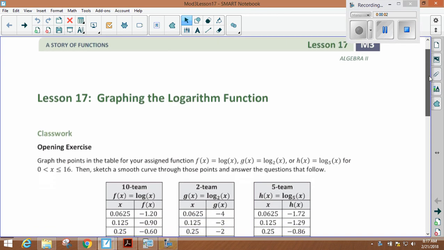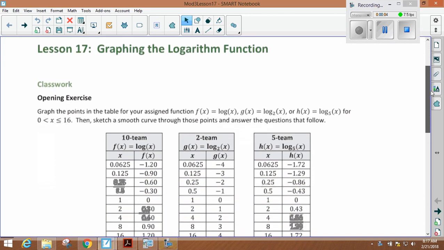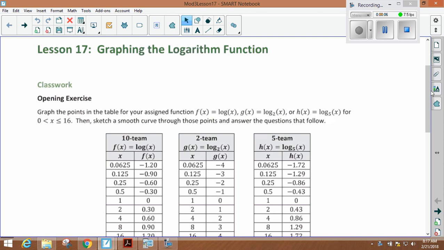So hey, we're going to graph. It's been a long time since we've graphed. As a matter of fact, we haven't really graphed very much at all this year, right? So now we're going to do some intense graphing.